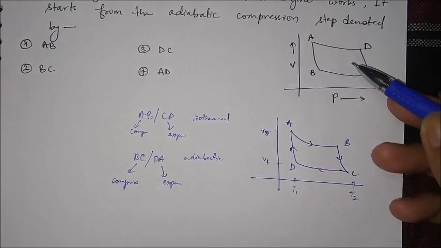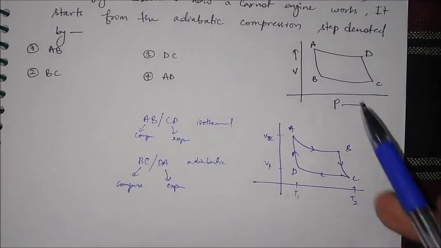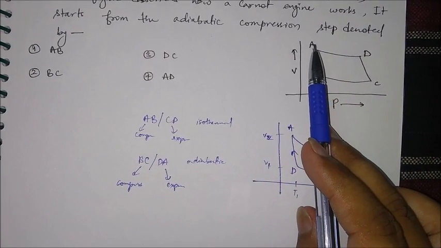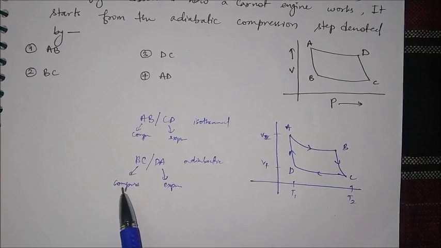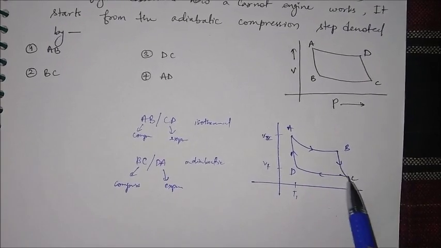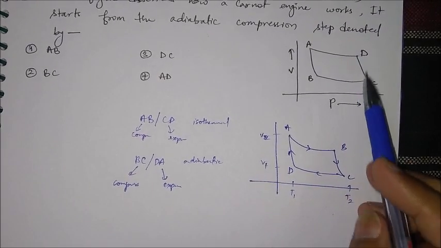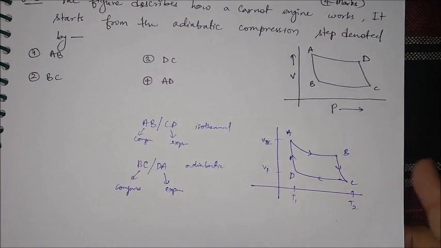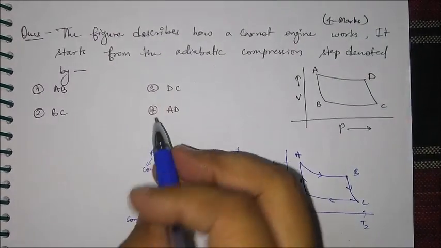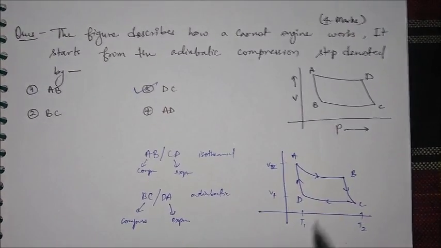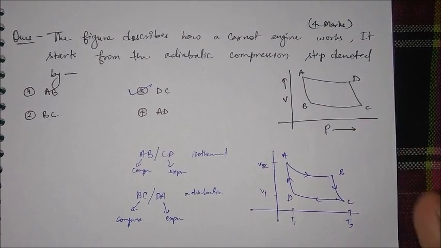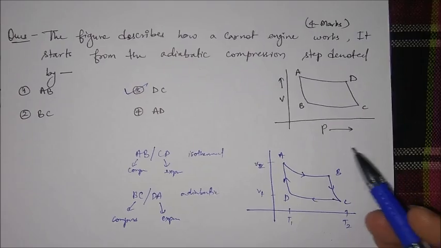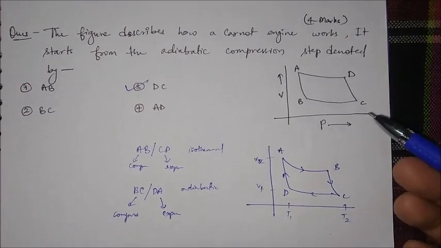Now if you match these two diagrams, they have changed the labeling of ABCD. Here BC was the adiabatic compression, which you have to tell, and that corresponds to CD. So the correct option for this question will be CD. Like this they have tried to trick people, and many students have done it wrong. It's just a matter of how attentive you are to the question.